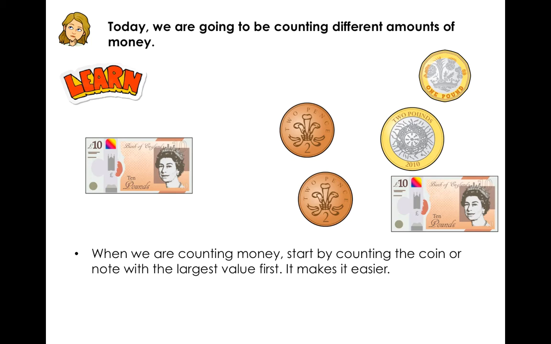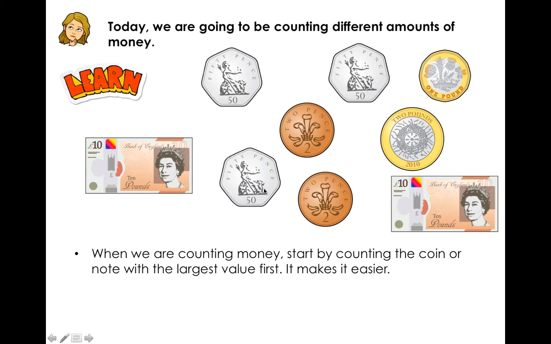Now, did you spot there the 50p's? Now I've got three 50p's. Now we talked about how two 50p's make £1 because there are 100 pennies in a pound, and then we've got an extra 50p. So I've got £1 with the two 50p's and another 50p. So I've got another £1.50 there.